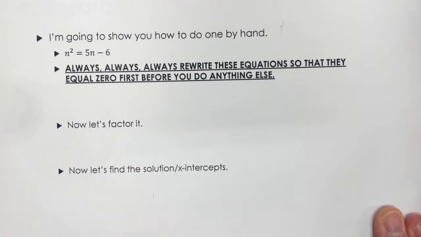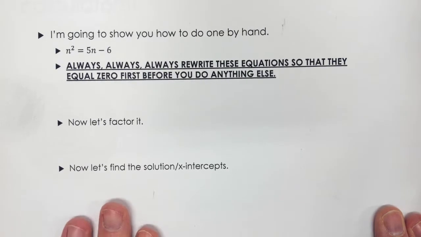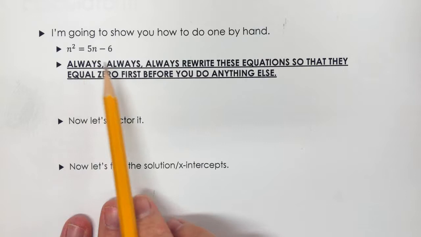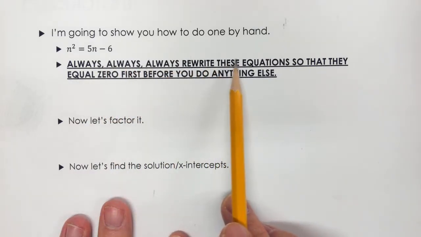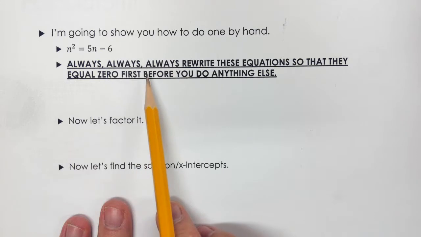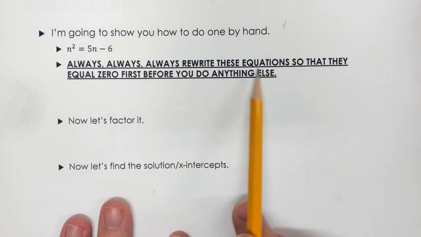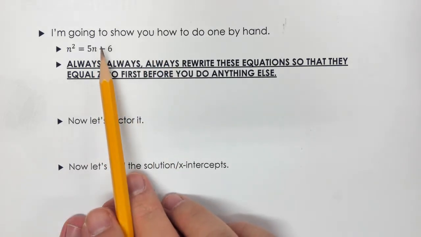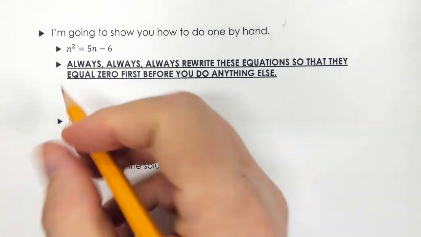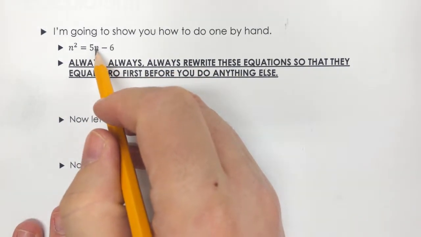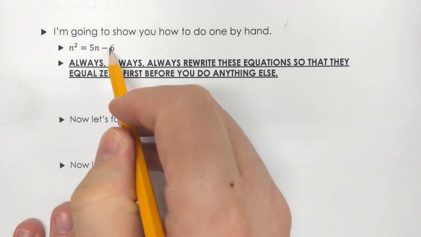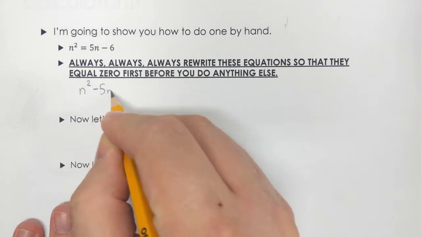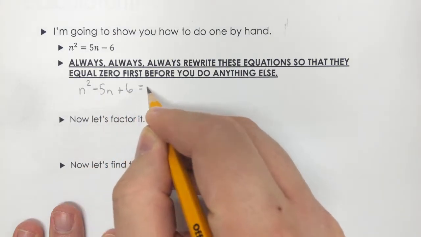So I'm going to show you how to do one by hand. First things first, we always need to rewrite these equations so that they equal 0 before you do anything else. If I'm solving this by factoring, I need to get this quadratic equal to 0. So I'm going to subtract 5n and add 6 to both sides, and I'm going to get n squared minus 5n plus 6 equals 0.